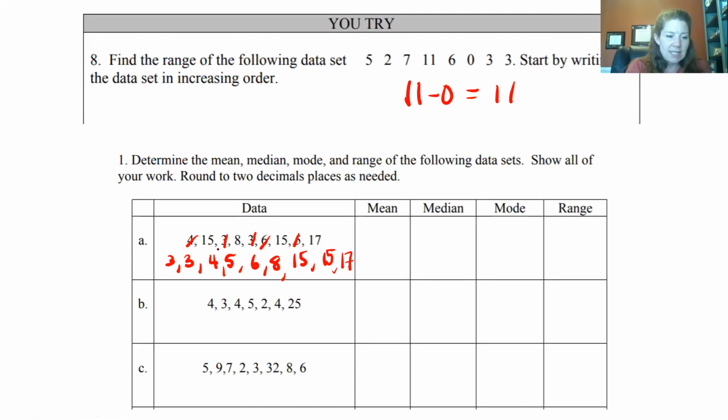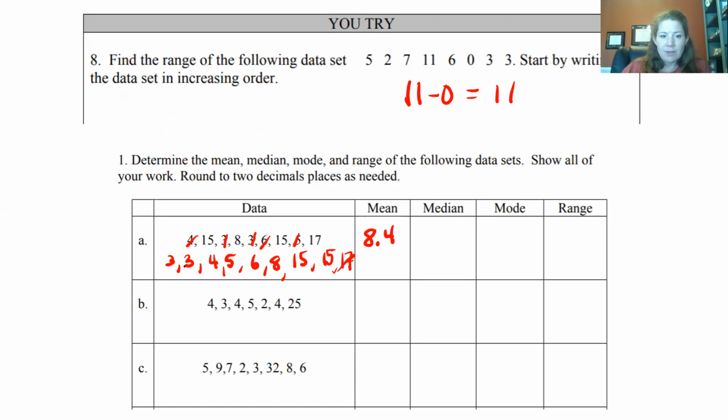All right, so just for the sake of time, I'm going to use my calculator. 17 plus 15 plus 15 plus 8 plus 6 plus 5 plus 4 plus 3 plus 3. And I'm going to divide by 9. So did you guys get 8.4? So your mean is 8.4.